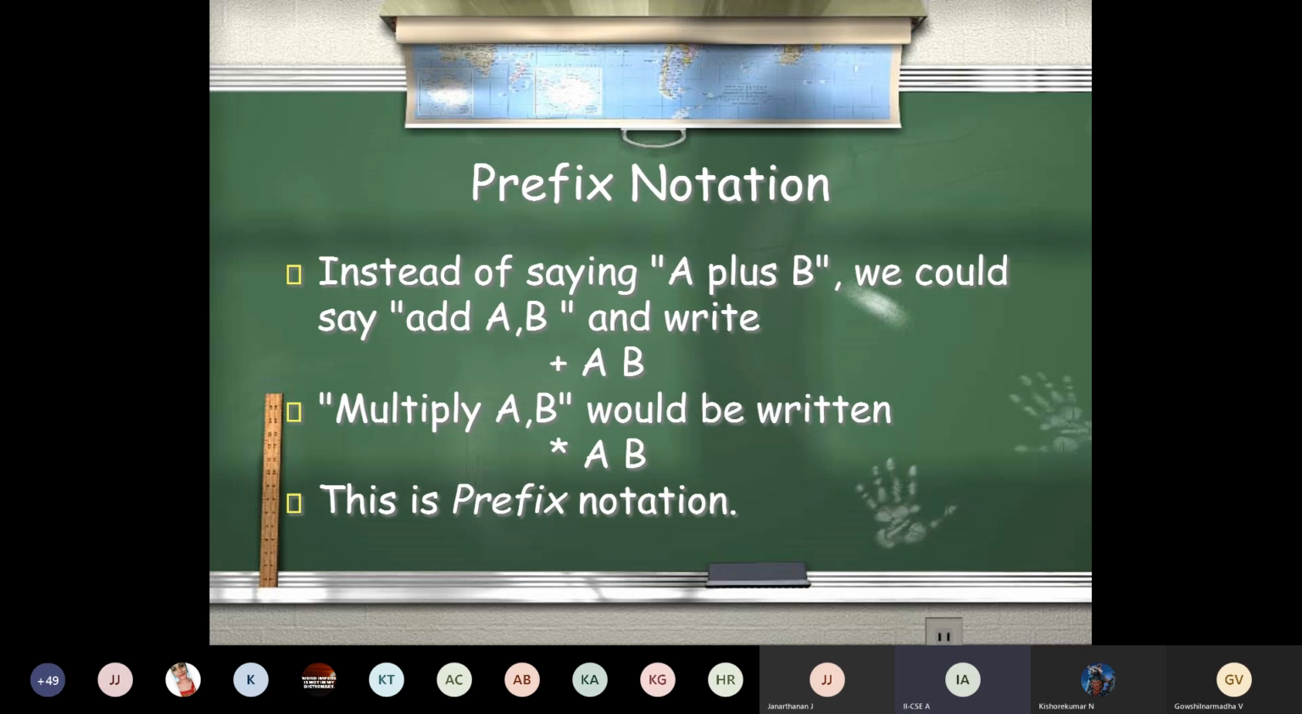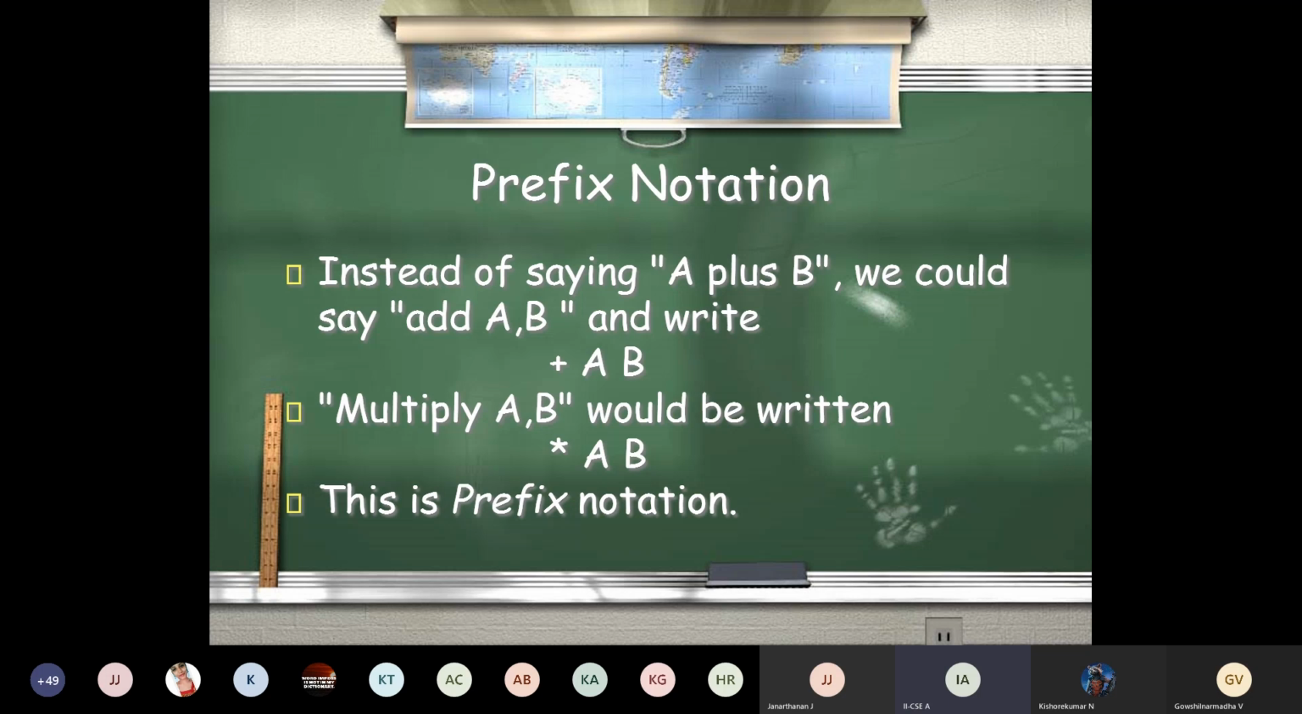Coming to prefix notation, instead of saying a plus b, I'll write add a comma b. That is, I'll write the operator ahead before writing the operands. So we can write plus ab. Write the operator first: add ab. Write the operator plus and then ab. That is your prefix notation. Your operator will come before the operands, just before the operands. I can define it like that.